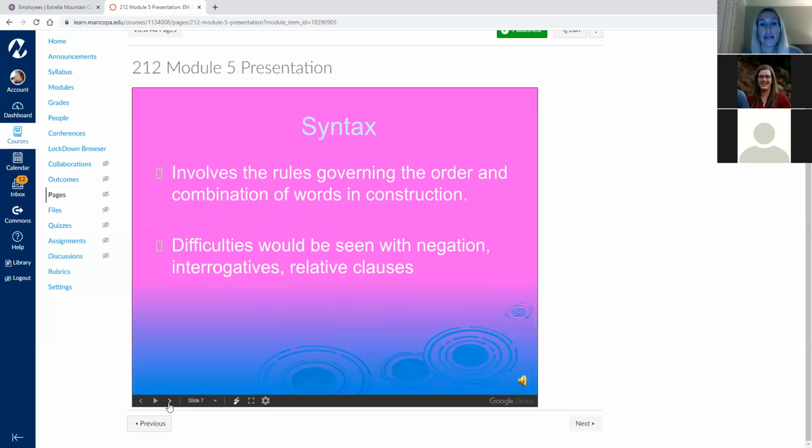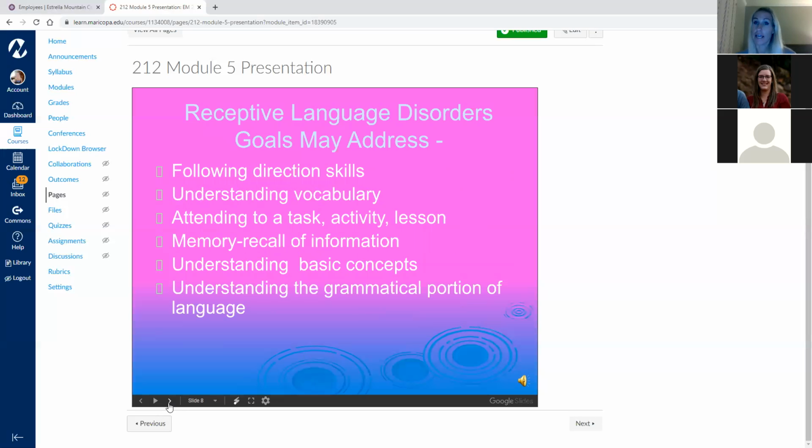So syntax is that grammar and word order piece. And definitely we see other things like difficulties with negation, interrogatives, relative clauses. A lot of our ELA teachers also focus on that. So in a school-based setting, the ELA, English Language Arts teachers, definitely focus on the syntax part of language. It's my least favorite, not my go-to part to want to address. I mean, I do, but I don't find it as particularly interesting.